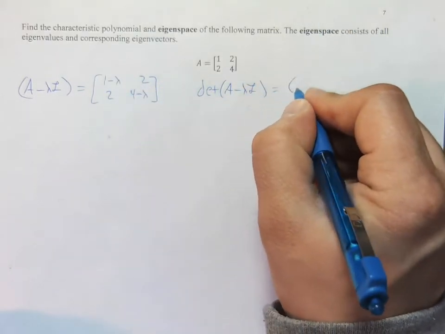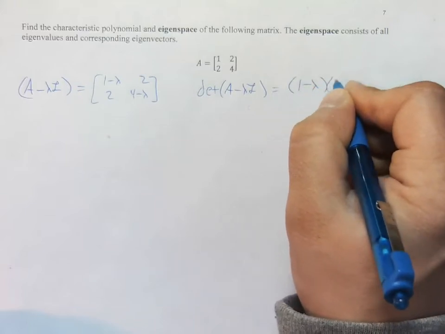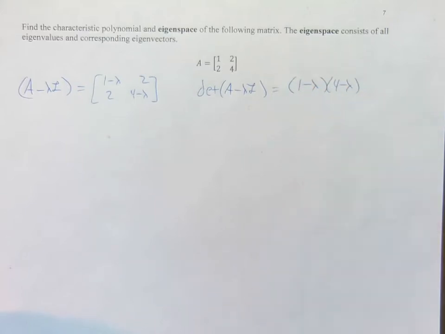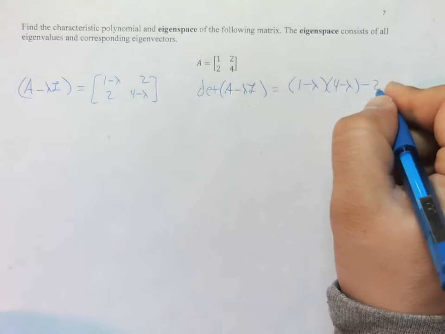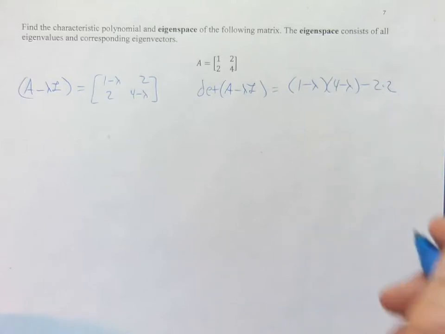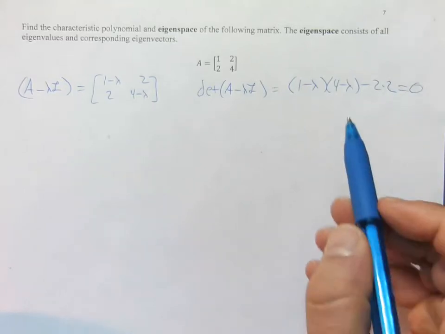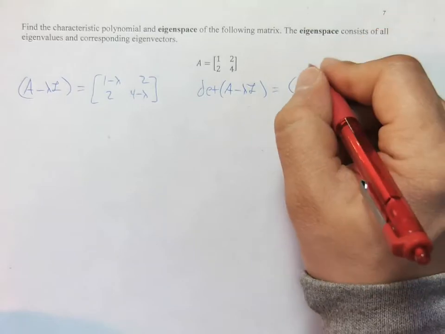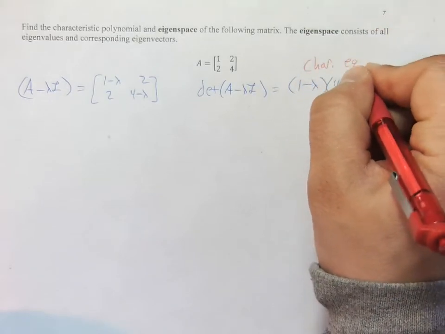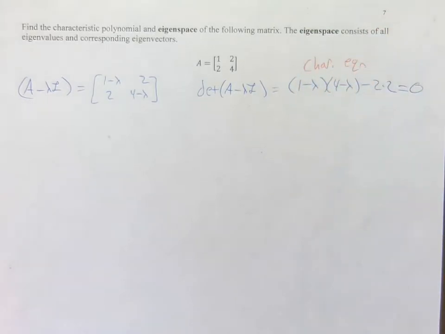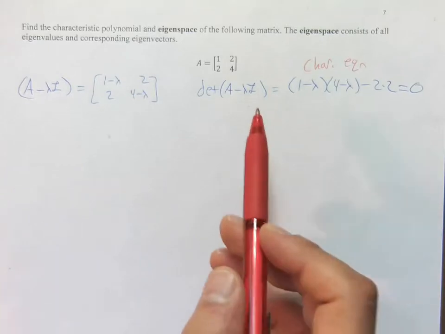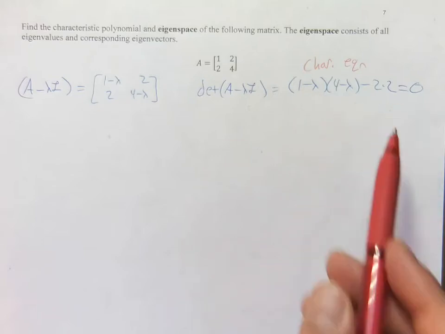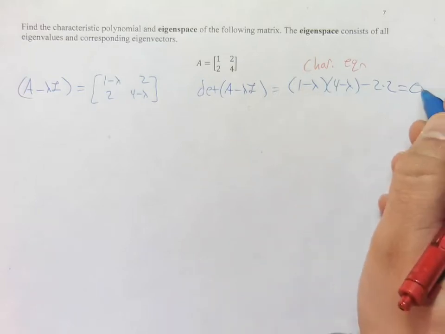And so you get 1 minus lambda times 4 minus lambda minus 2 times 2. And you want that to equal 0. So this is the characteristic equation, just to be clear. That's what we call the characteristic equation, and we want to solve the characteristic equation equal to 0, right? We want this matrix to not be invertible, which is why we're solving that, so that we get non-zero solutions.